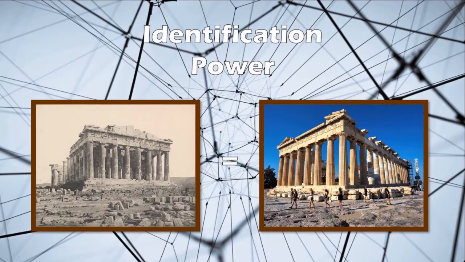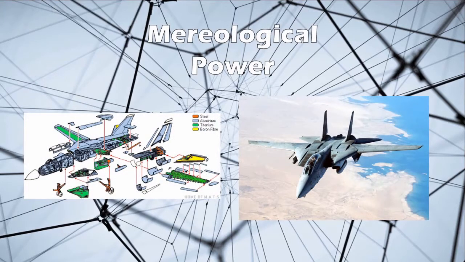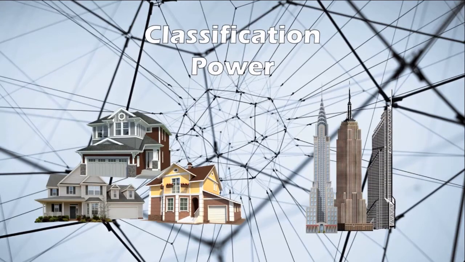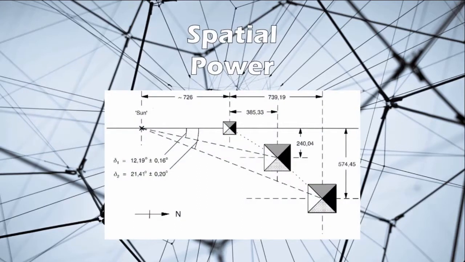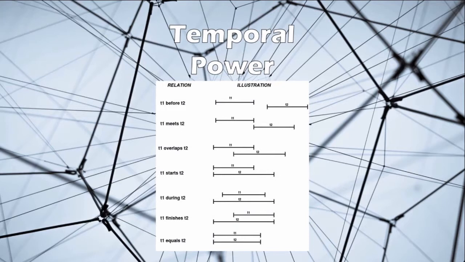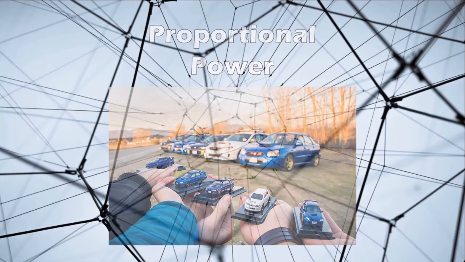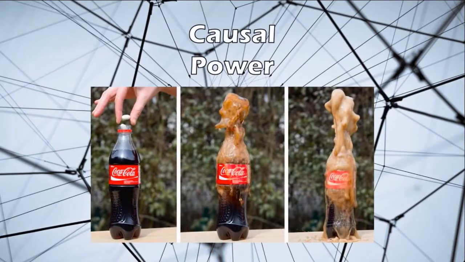The relation of identity found by the identification power, whole and parts by the Mereological power, resemblance by the classification power, space by the spatial power, time by the temporal power, proportion and ratio by the proportional power, active property by the potential power, cause and effect by the causal power.